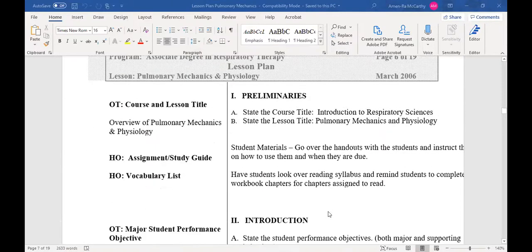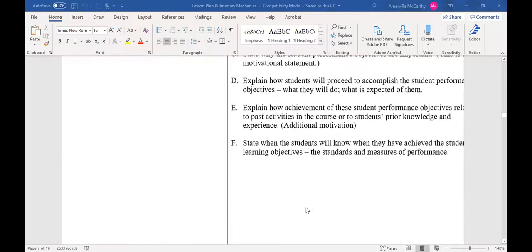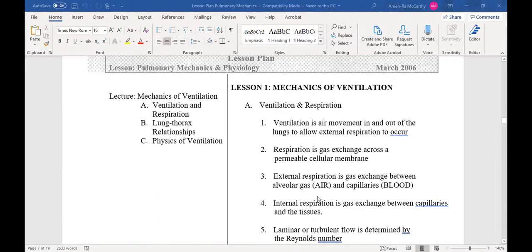Let's take a break. It's 1:40. Let's come back at 1:50 and we're going to get started.